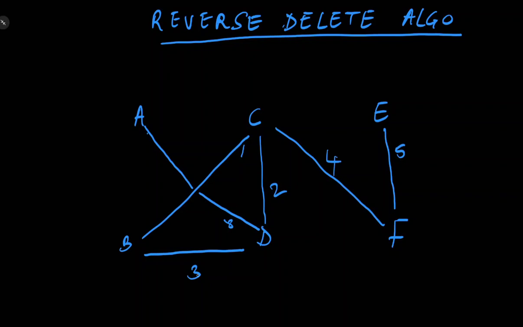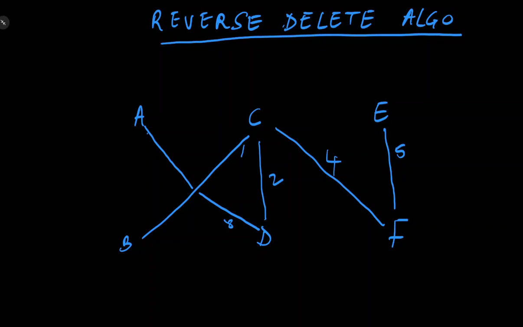The next would be 3. Let's see. 3 did not disconnect the graph. So the next would be 2. Let's see. If we remove 2, let's see. 2 does not form a cycle. So we will not remove it. So we have 2. We have 1. 1 would disconnect B. So yeah, that's all.